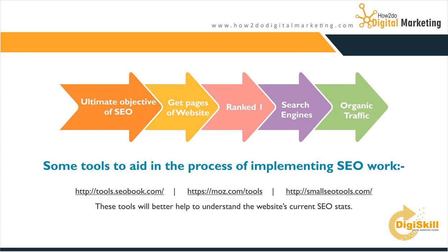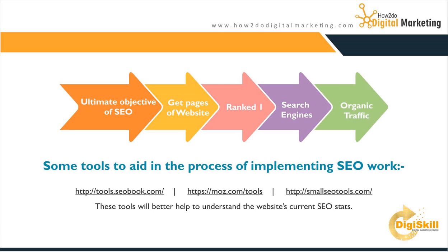You have a lot of tools, many of them free, which help you understand what your current SEO stats are. The three most popular tools, which I have given below, are tools.seobook.com, moz.com/tools, and my personal favorite, smallseotools.com. You can use any of these tools to understand how your SEO is currently working and what the gaps in SEO are that you need to fix.